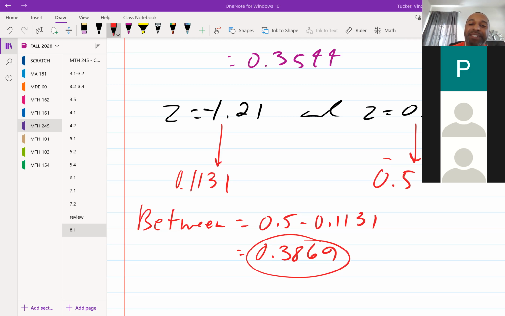So with that being said, you guys have a good one. Next class, we'll get into 8.2. As far as chapter 8 is concerned, there are only two sections, 8.1 and 8.2. And then we'll talk about how we're going to move forward.